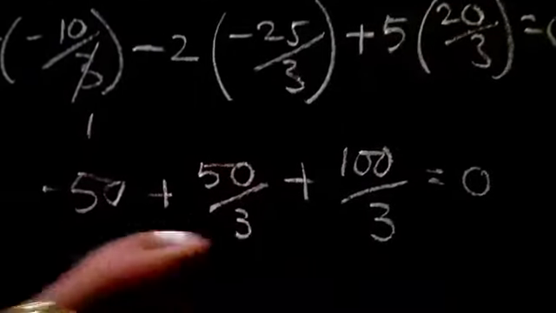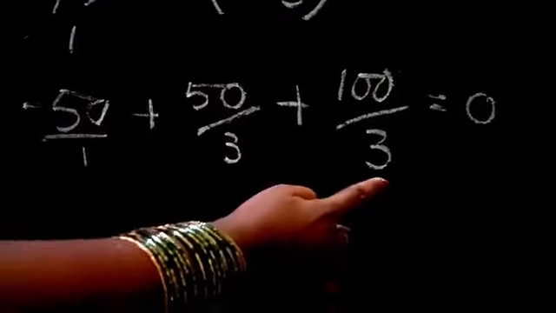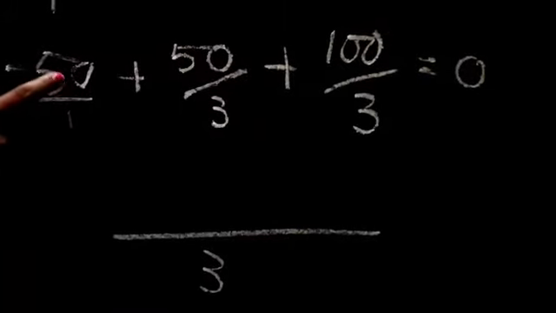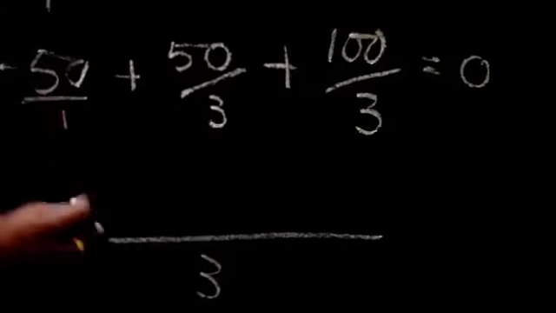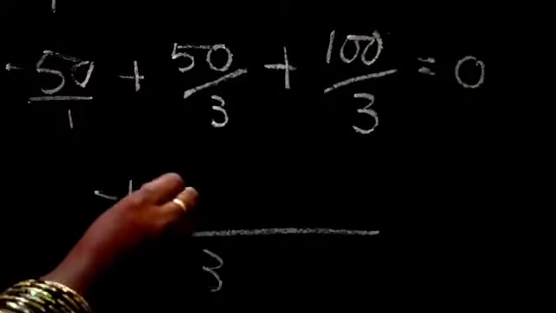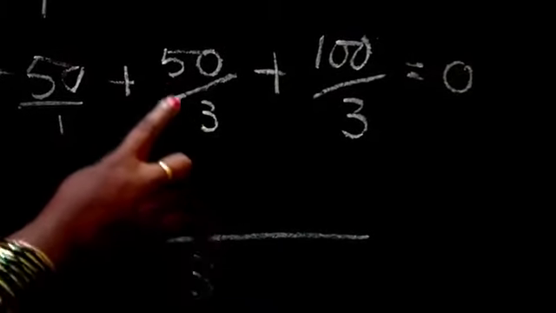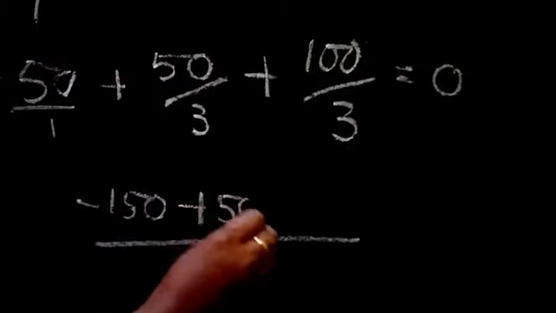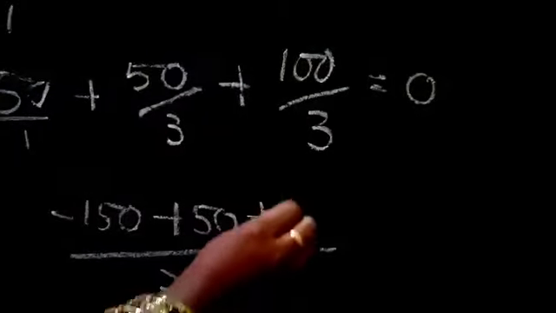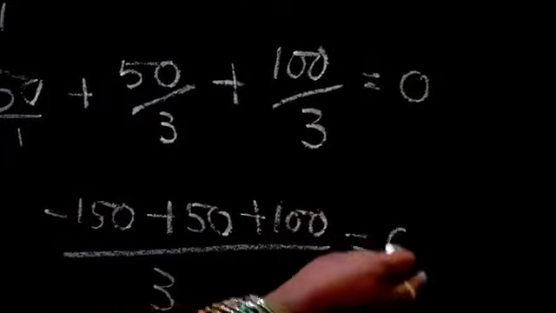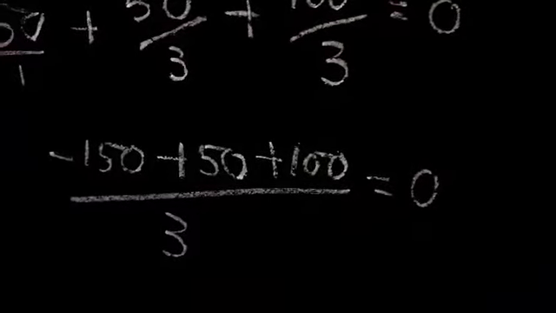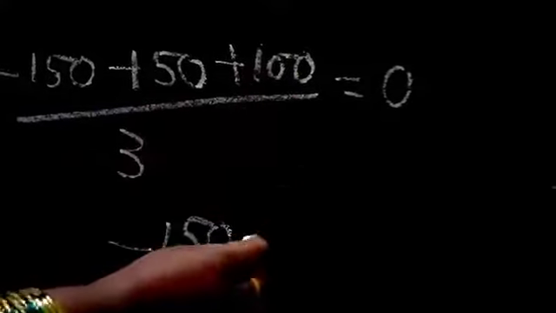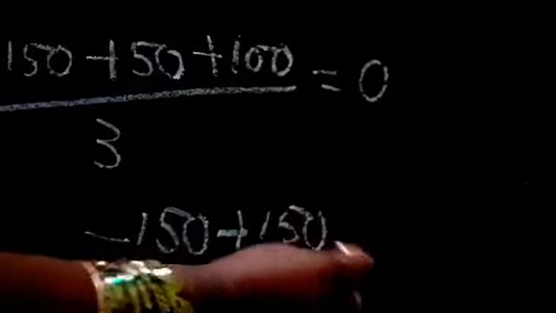Now in this place the denominator is 3, so our LCM is 3. Here we have to multiply with 3. 3 into 50, 150. Here we have denominator 3, so we need not multiply anything in the numerator. So plus 50 we write like that. This is also plus 100, the same, equal to 0. Here we have minus 150. This is plus 50 and plus 100 is plus 150, divided by 3.